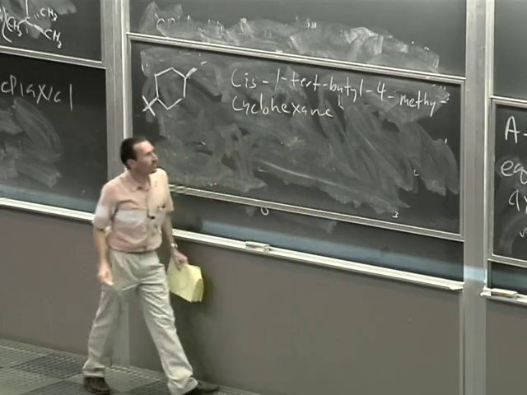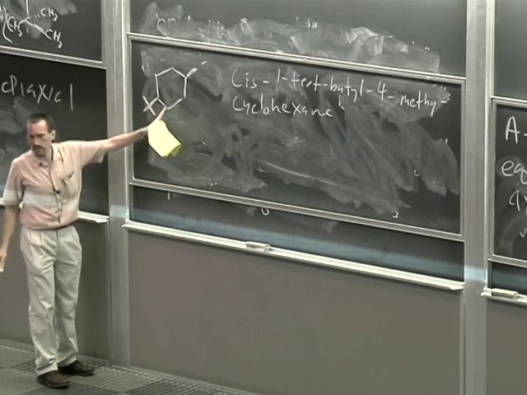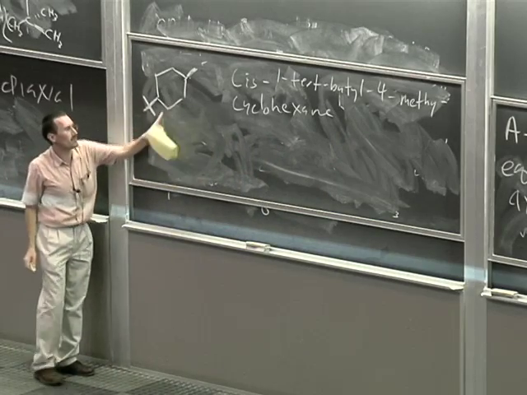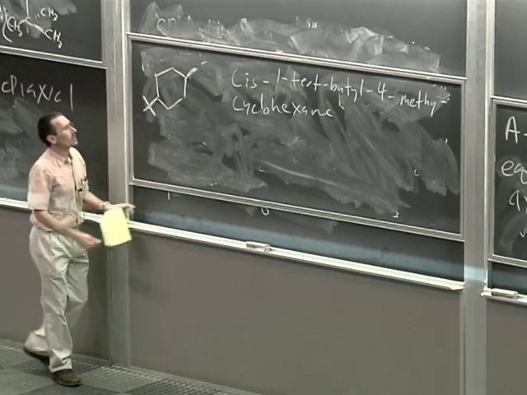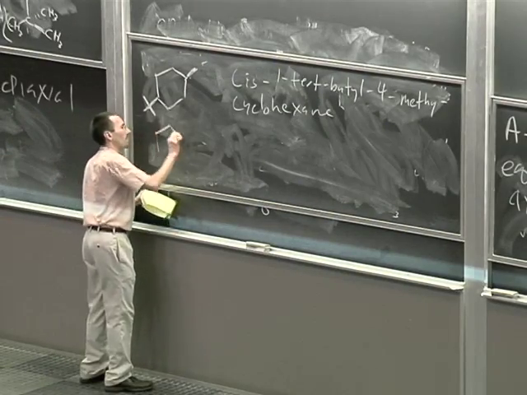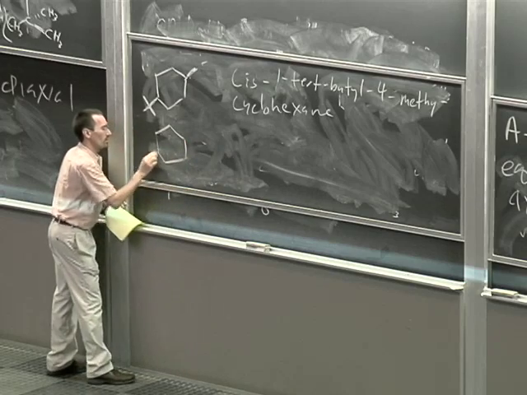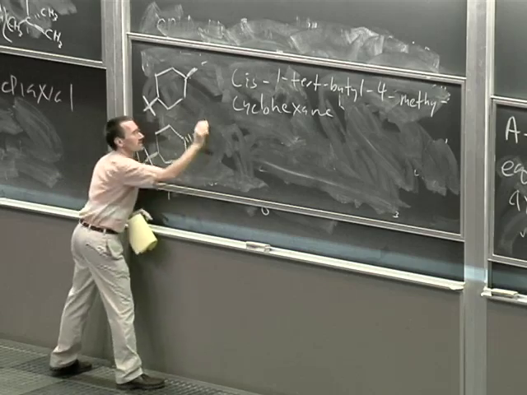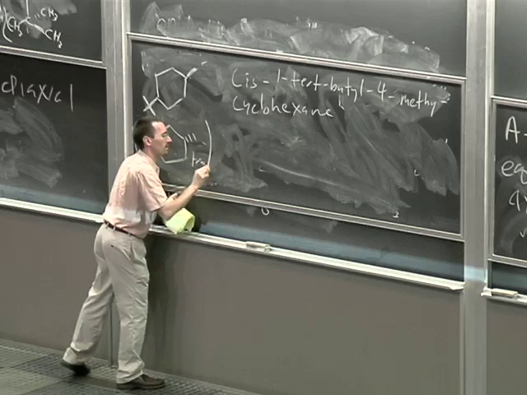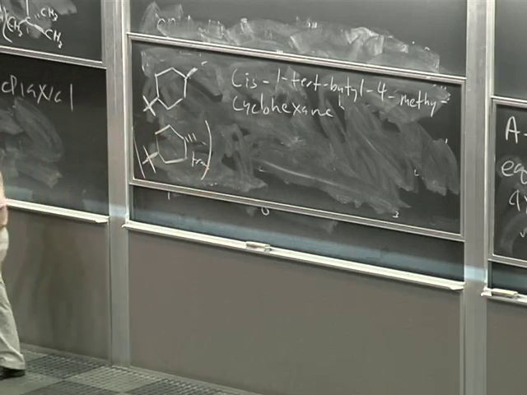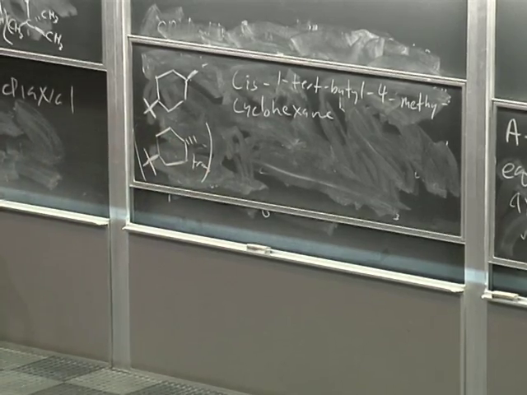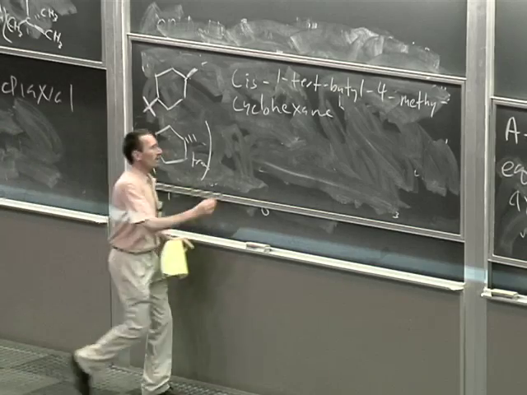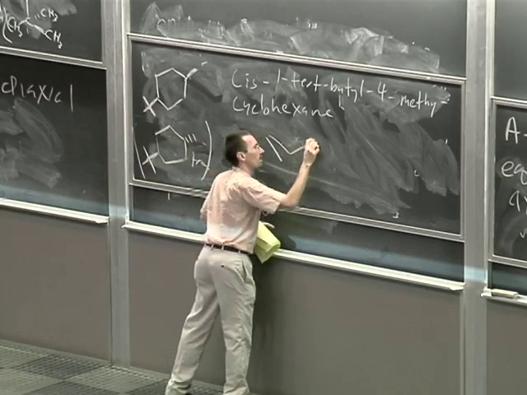And now we have two choices. So this is our first exposure to stereoisomerism. This is the cis stereoisomer. The trans stereoisomer is the molecule in which they're opposite on the ring. So this is the trans here. And the cis puts us in an interesting position. Because now we have a choice.